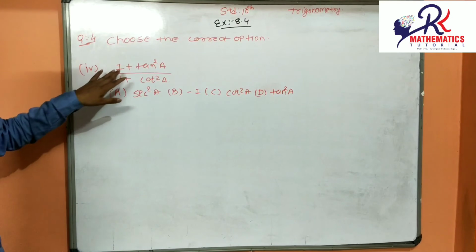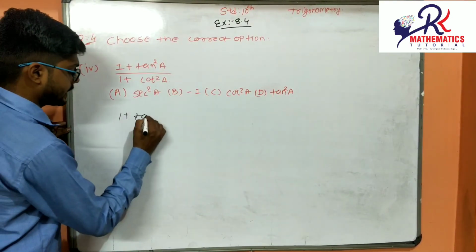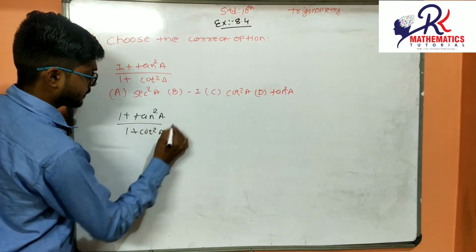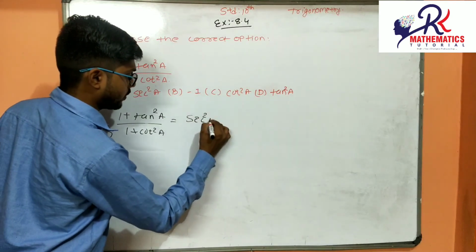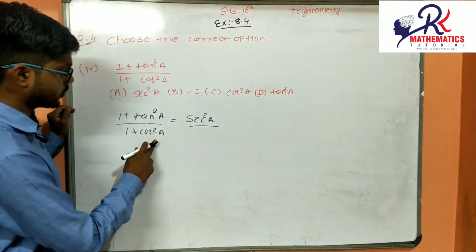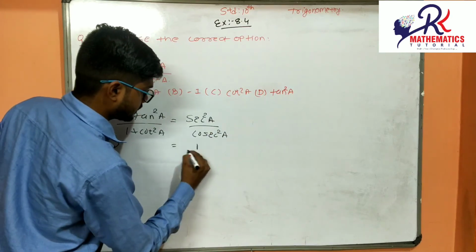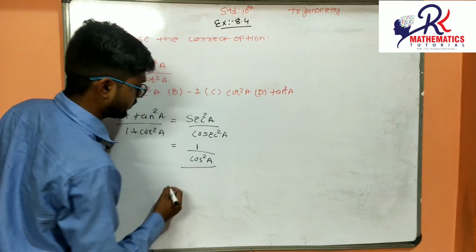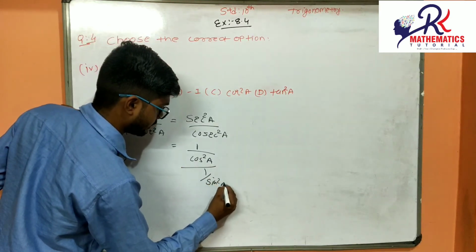Fourth is 1 plus tan square A divided by 1 plus cot square A. Now apply the identity. 1 plus tan square A is sec square A, whereas 1 plus cot square A is cosec square A. Now sec is the inverse of cos, so it is 1 upon cos square A, whereas cosec is the inverse of sin, so it is 1 upon sin square A.